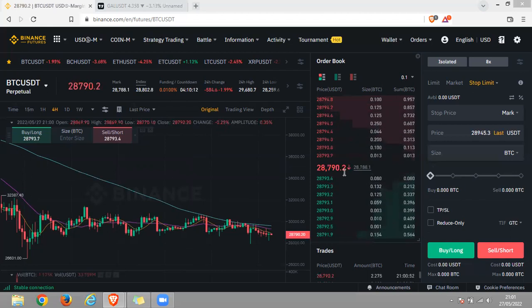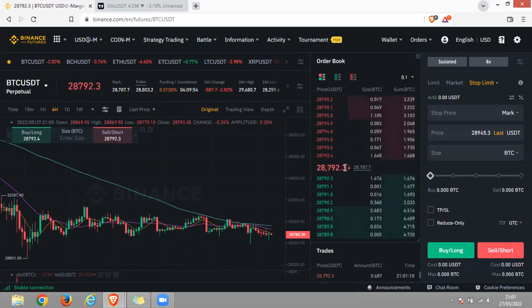Now, this is the last price. This is the last traded price here on Binance. You can see it's changing per second. And this is the mark price. Now, there is a difference between this and this, if you notice. There's a difference between the mark price and the last price.